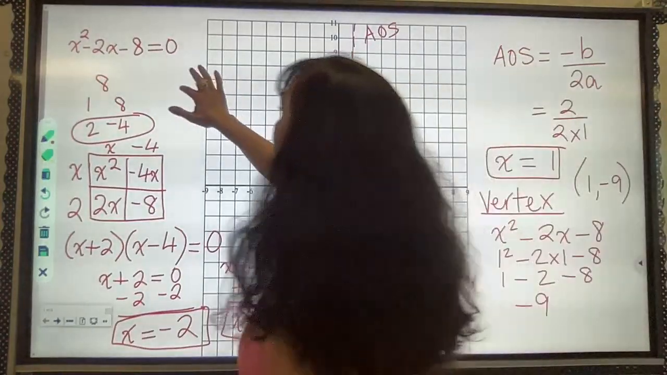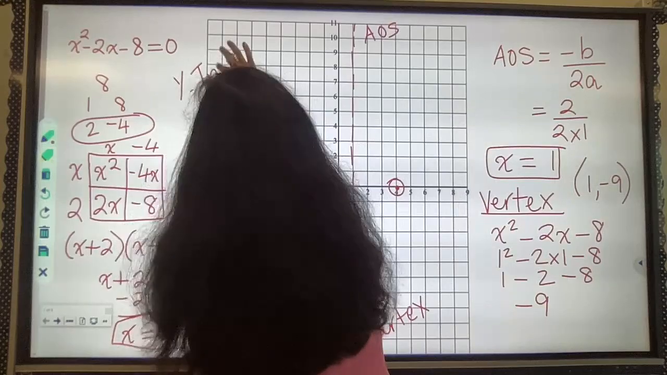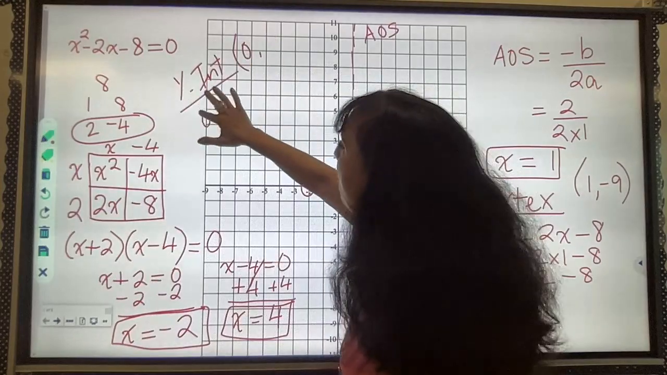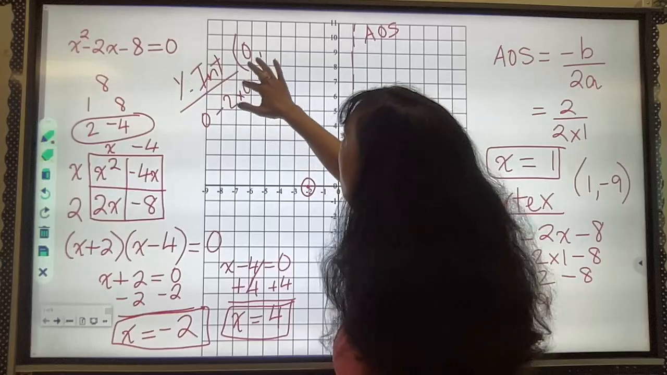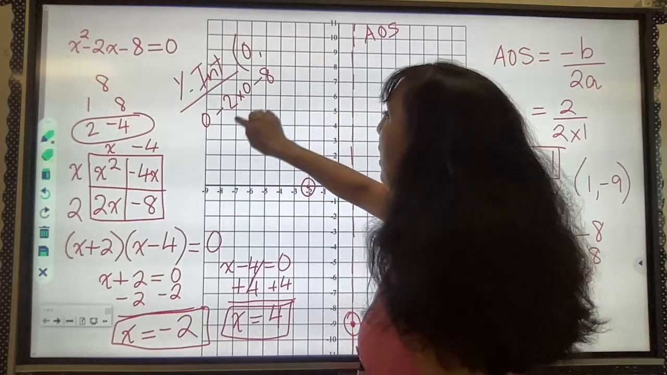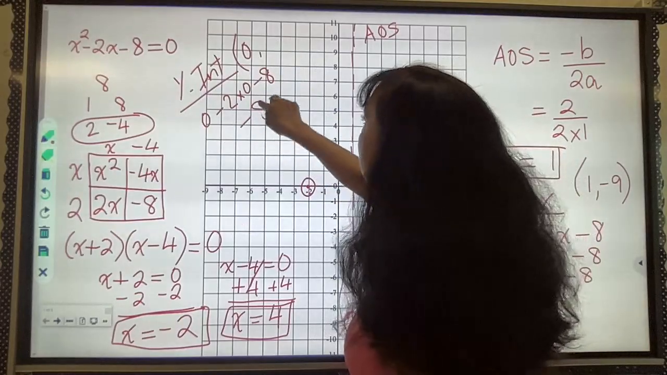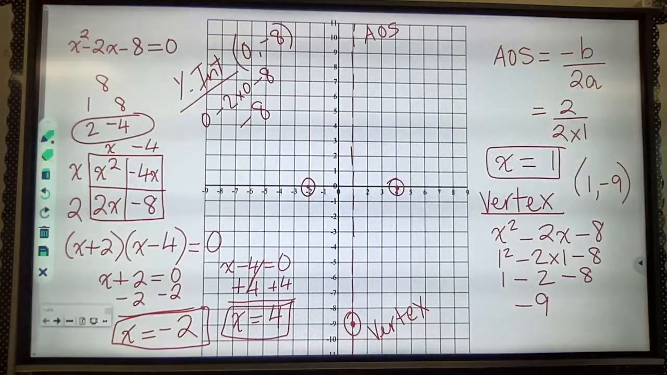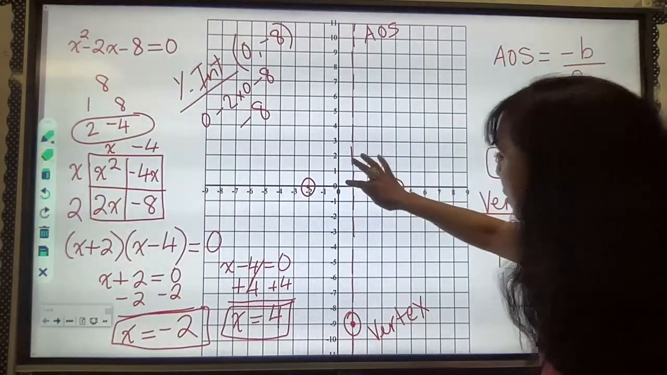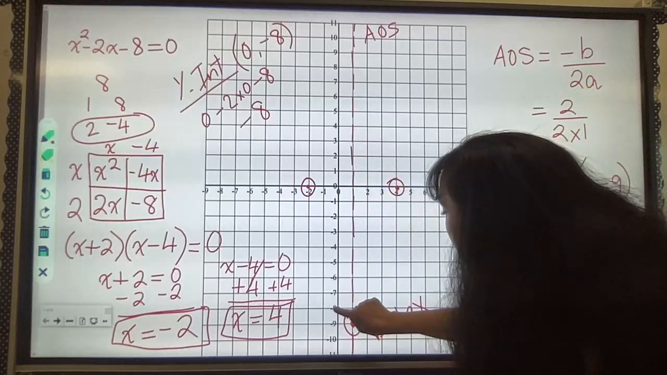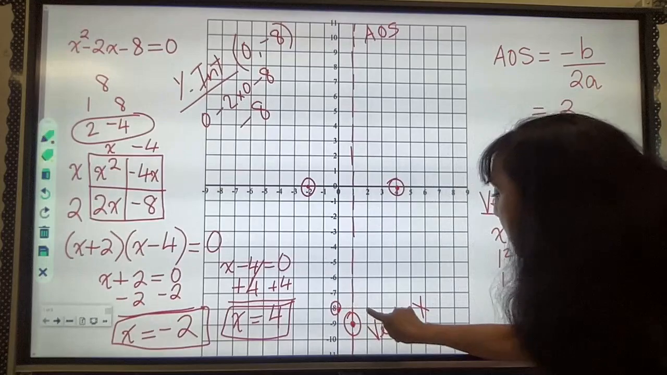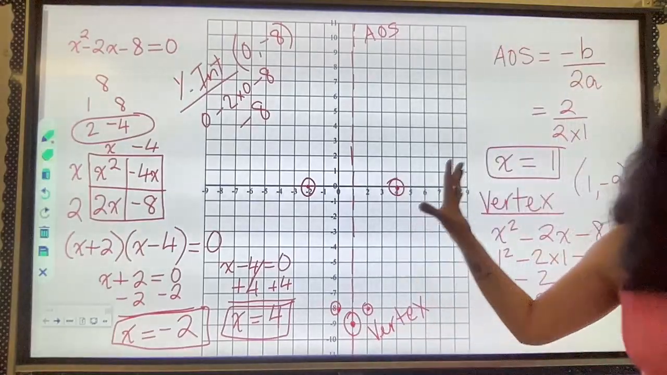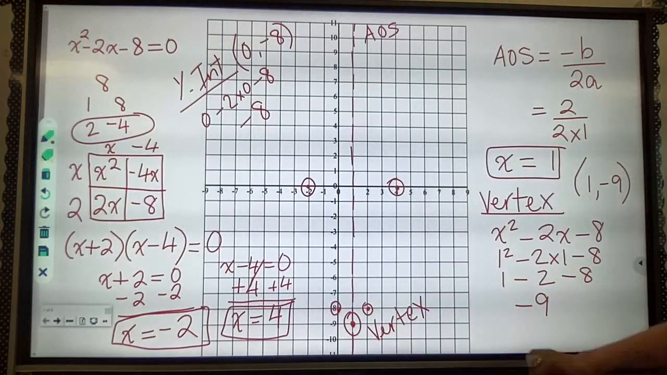Now I'm going to quickly find my y-intercept. For the y-intercept, x is 0. So I take that same thing: 0 minus 2 times 0 minus 8, and we have -8. So -8 is my ordered pair for my y-intercept: (0, -8). So here, this is one point. This is one distance away on this side because it's around the axis of symmetry.